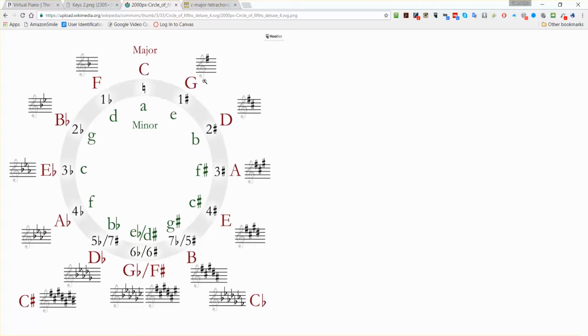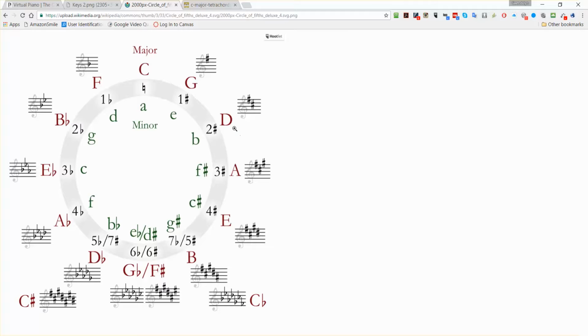Here is the key of G. The letter before G is F, and therefore the F on the staff will get the sharp in the key signature. Thus, G has one sharp, and that sharp is F.